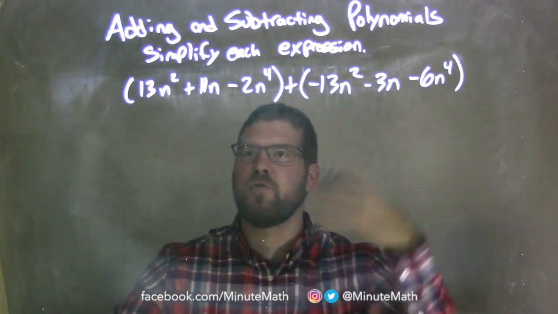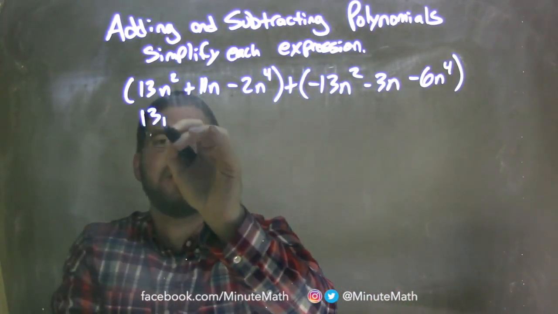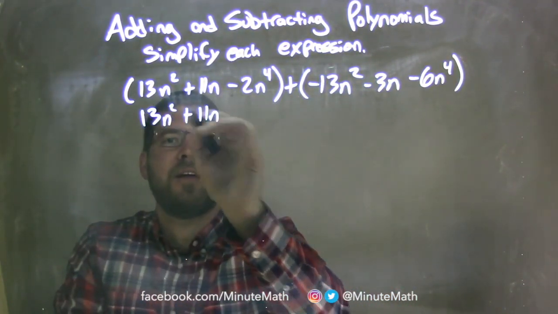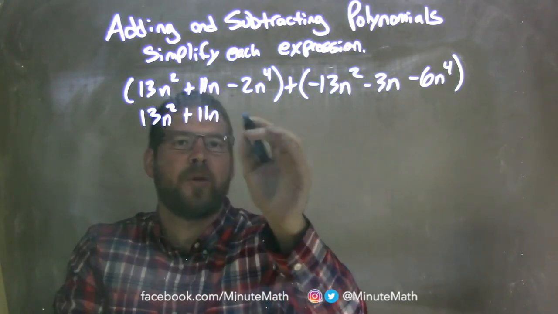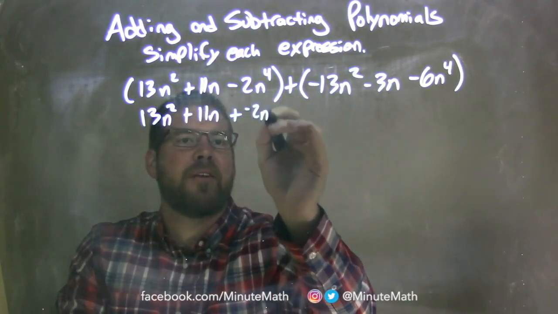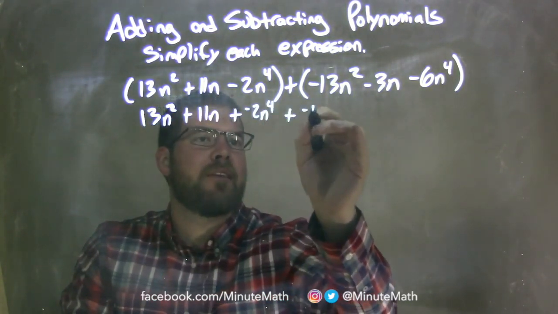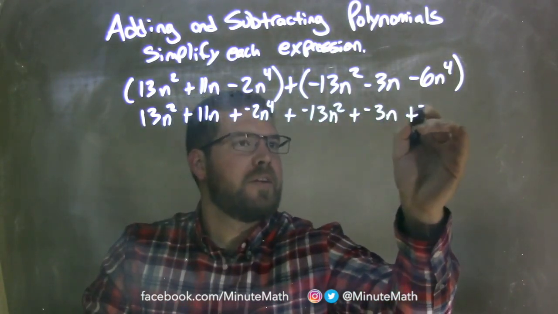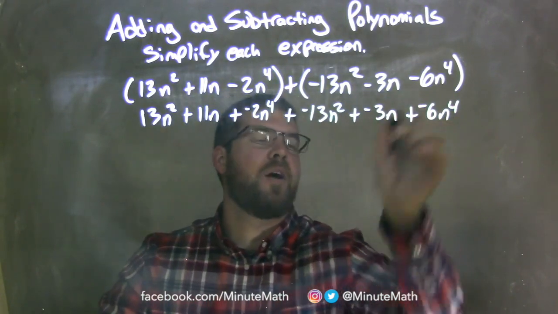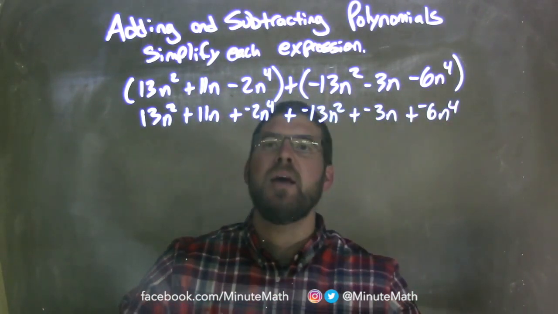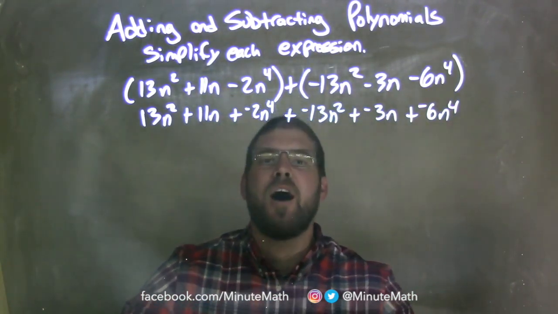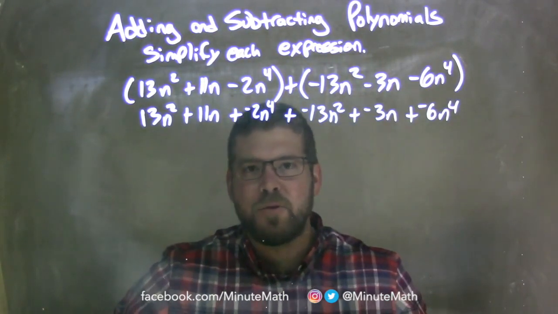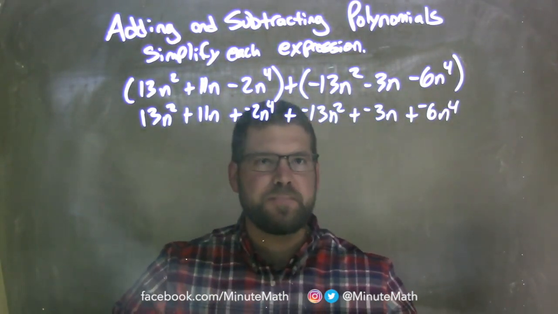If you know my videos, you know I like doing that. So we have 13n squared plus 11n, and we don't need the parentheses anymore because it's all in the addition, plus a negative 2n to the fourth, plus a negative 13n squared, plus a negative 3n, plus a negative 6n to the fourth, making all those subtractions be adding negative. So now I'm going to rearrange having the highest degrees first and bringing my like terms together.